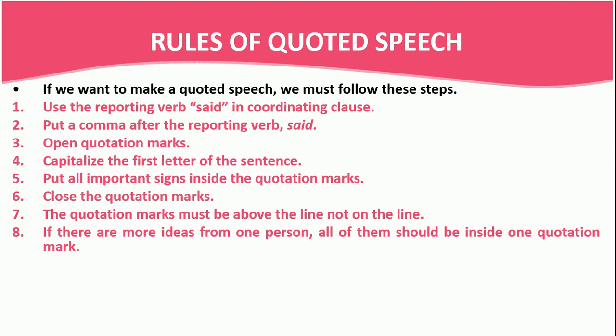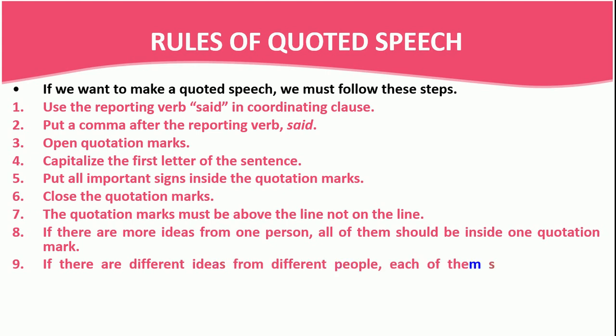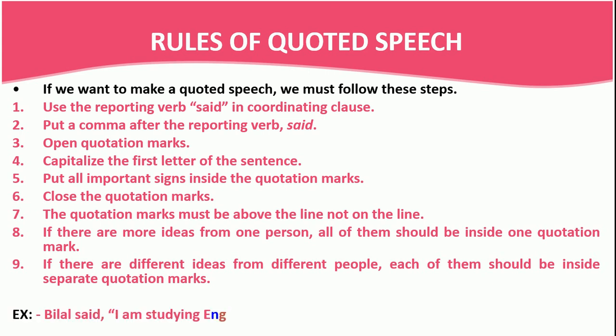If there are more ideas from one person, all of them should be inside one pair of quotation marks. Remember that, for example, if one person said a lot of things, you have to put them all in one pair of quotation marks. Now if there are different ideas from different people, each of them should be inside separate quotation marks. Example: Bilal said, comma, quotation marks, capital letter, I'm studying English now, dot, and in superscript quotation marks.